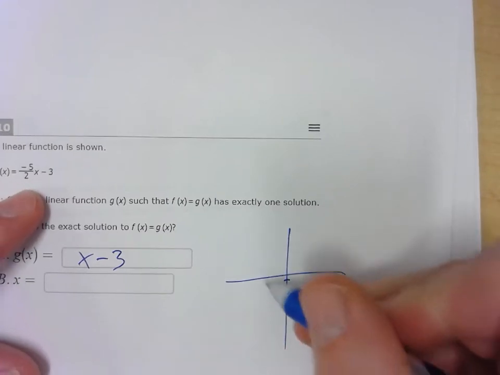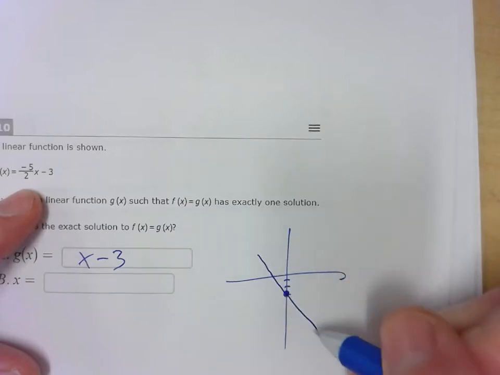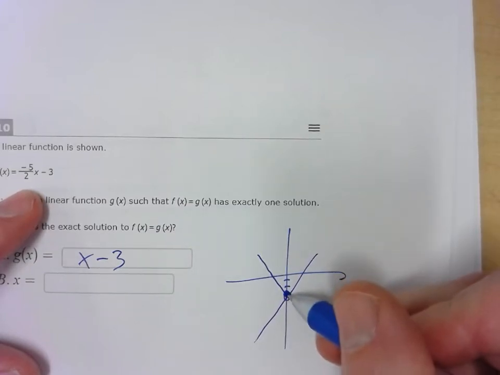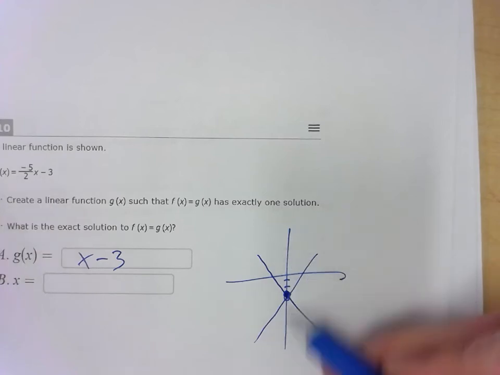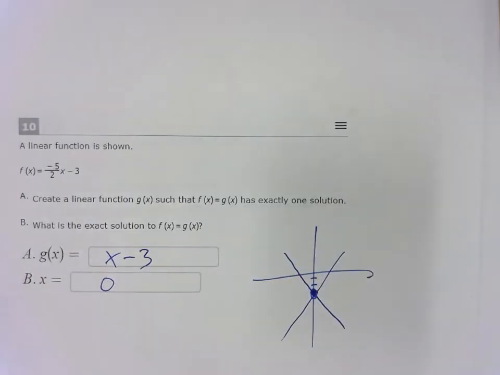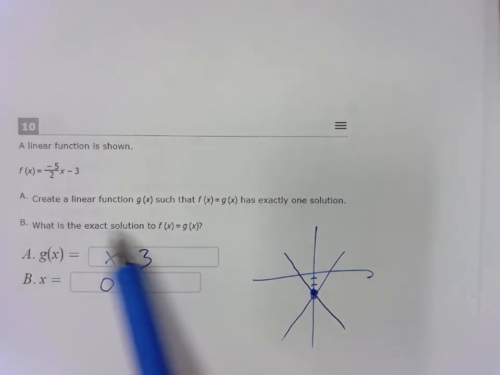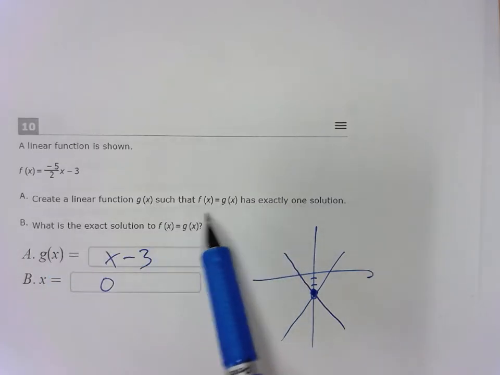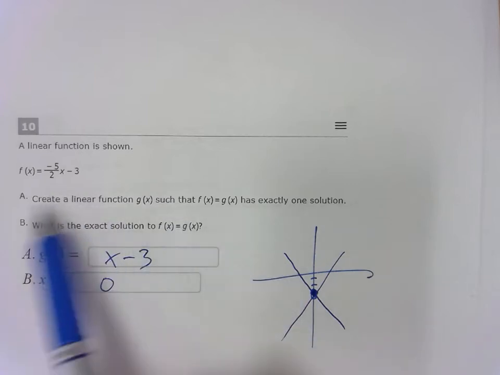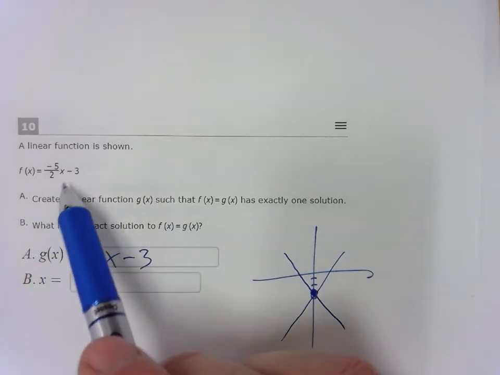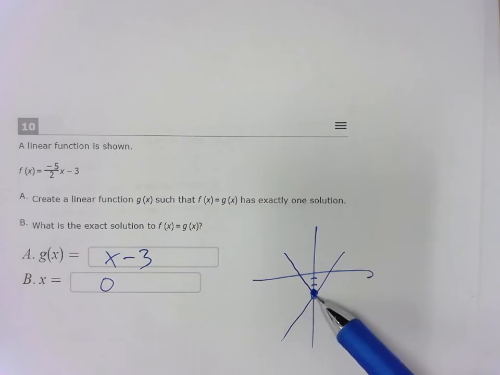So this is the point of intersection, negative 3, negative 1, negative 2, negative 3. Well, this one comes through with a negative slope, and this one comes up with a positive slope. So they're going to intersect at that point. And so where is that point of intersection? Well, I made it be 0. So I created, basically you have to have not parallel lines, but you need to have a different slope and have it intersect. And I was like, well, that's the simplest place for it to intersect is on the y-axis.